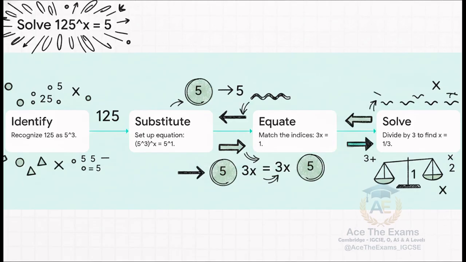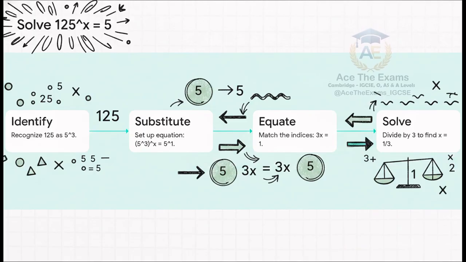5 to the power of 3, all raised to x, equals 5 to the power of 1. That simplifies to 5 to the power of 3x equals 5 to the power of 1. Step 3, explanation. Ignore the bases of 5 since they match perfectly. Just equate the new indices. 3x equals 1.